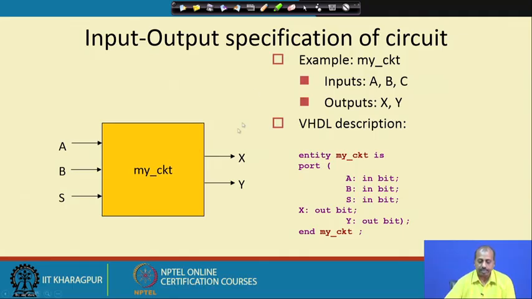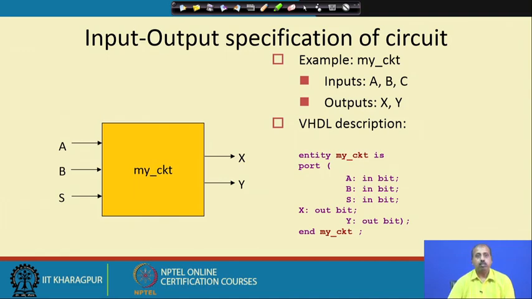Suppose this is a circuit. The name of the circuit is my circuit. It has 3 inputs A, B and S, and 2 outputs X and Y. So, this example my circuit has inputs A, B and C, and outputs X and Y. When you are giving it a VHDL description, we write it like this. This entire circuit will be called an entity. In VHDL every module that you have will be called an entity.